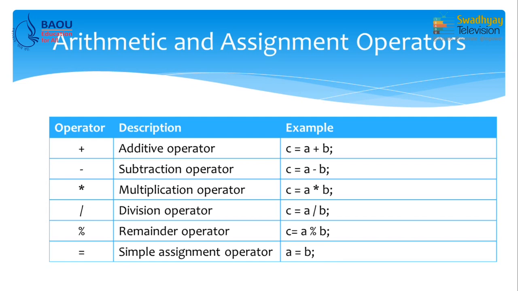Similarly, to subtract two values, we can write C is equal to A minus B, and the one operator which might be new for you is the remainder operator. So, what does it store? As its name suggests, it stores the remainder after dividing A by B into C. For example, A is 11 and B is 3. So, after dividing 11 by 3, we have remainder 2. So, it stores 2 into C. So, these are the examples of assignment and arithmetic operators.